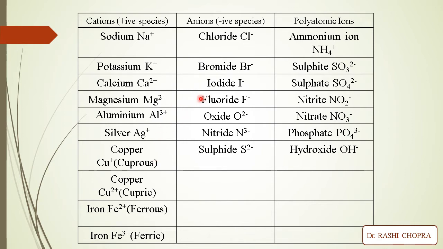You will get to know whether your copper is in the cuprous form or the cupric form. So the formula tells you in which form the copper exists, or in which form the iron exists, depending upon what the chemical formula is.